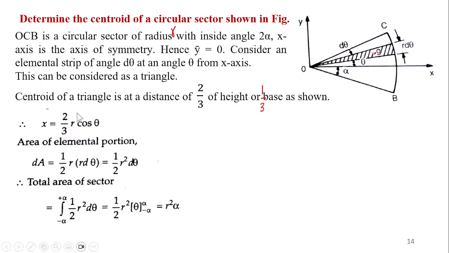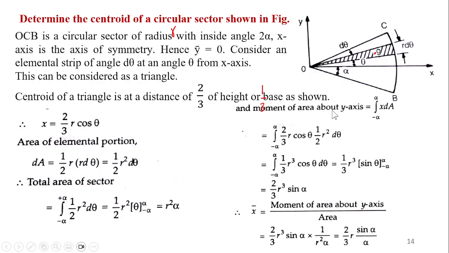Okay. Now x is equal to 2/3 of r cos theta. The area of the elemental portion is going to be dA equals half r square d theta, because it is representing a triangular portion. This is the total area of the sector that you are going to get. And the first moment of area about the y-axis is what we are taking. Remember, it is symmetrical about the x-axis, so I need to find out the x bar. If it is symmetrical about the y-axis, I need to find out the y bar.